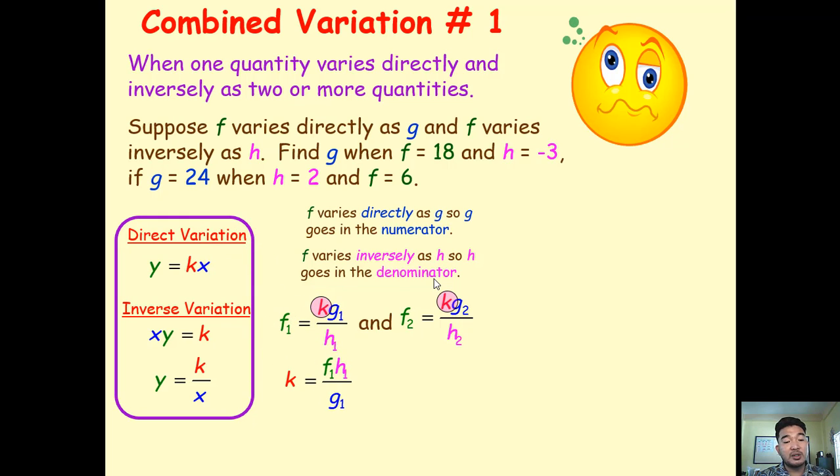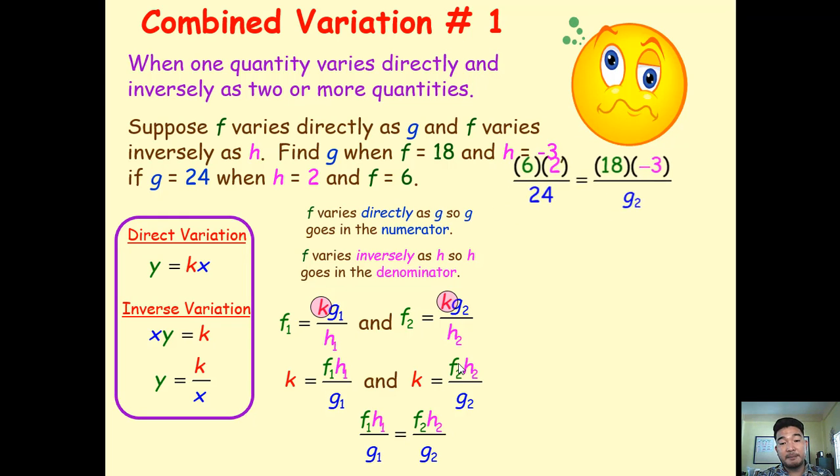K is equal to f sub 1 times h sub 1 divided by g sub 1. So dito naman, k is equal to f sub 2 times h sub 2 divided by g sub 2. Dahil parehas silang equal to k, ibig sabihin ito at saka ito, they are both equal. By substitution, mag-substitute tayo.